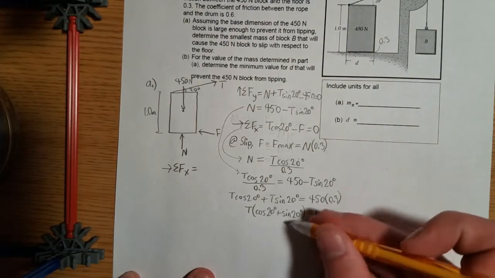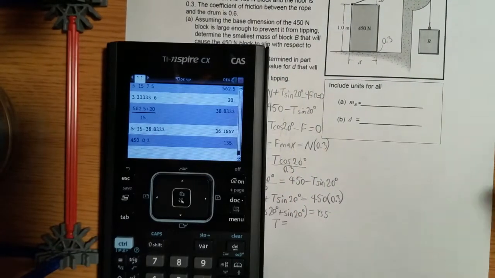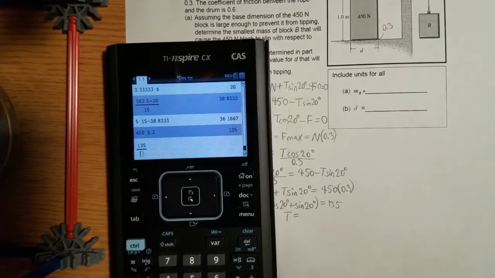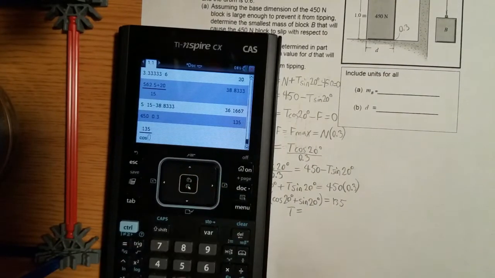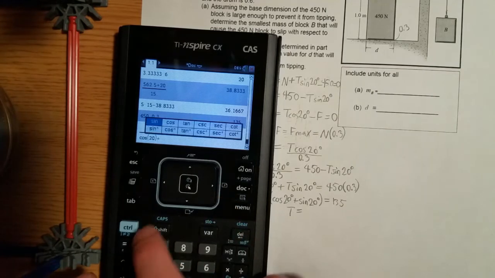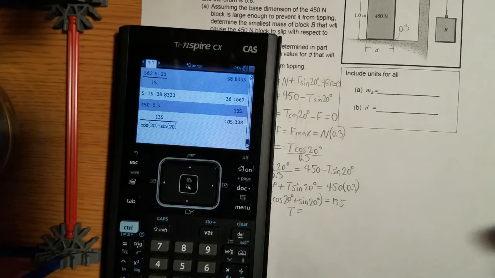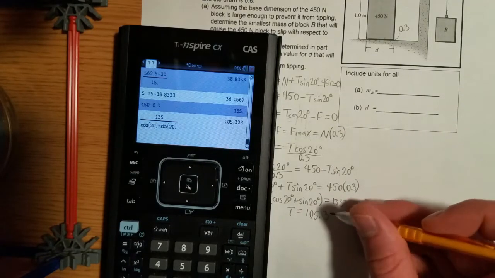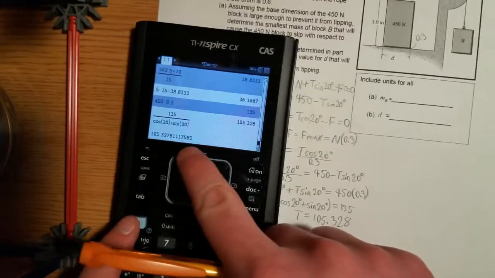135. And then we're going to go ahead, my calculator again, T is going to be equal to 135 divided by, and in the denominator it's going to be cosine of 20 degrees plus sine of 20 degrees. And that should give us 105.5.3. I'm just going to write out the whole thing. We'll round at the end. There's a lot more digits there, but you don't have to get carried away with it.